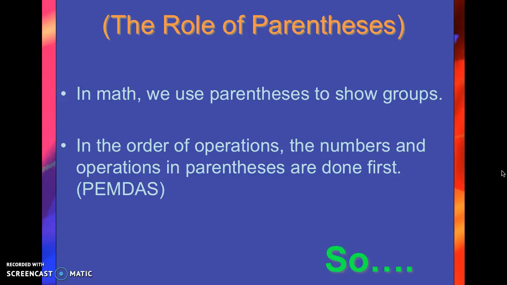The role of parentheses. In math, we use parentheses to show groups. In order of operations, the numbers and operations in parentheses are done first. PEMDAS is another way to remember that.